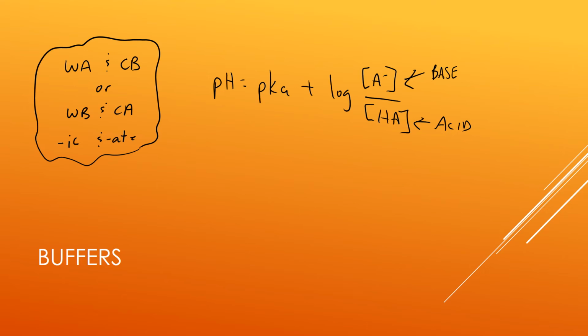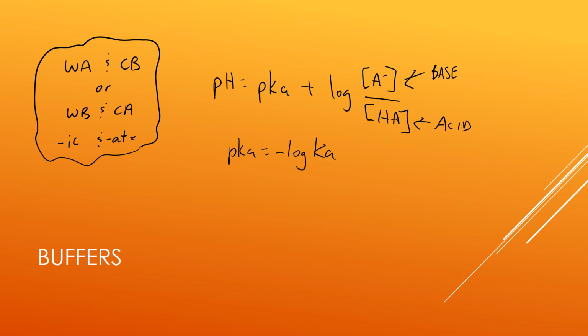Remember that pKa is just negative log of Ka. So that is how I find the pH of a buffer. Now remember that if I add a strong acid or a strong base to a buffer, what that's going to do is resist a change in the pH.